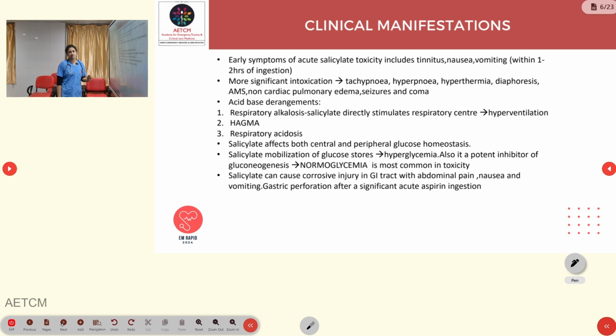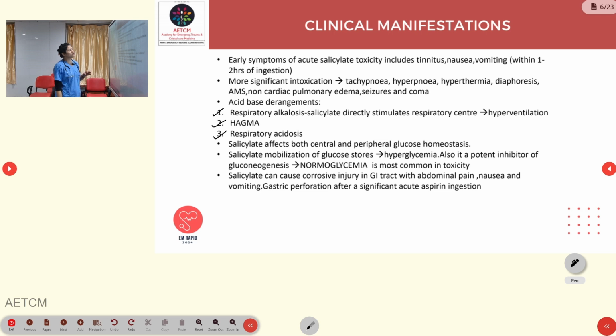Then coming to acid-base derangements, initially it will cause respiratory alkalosis, that is salicylate will directly stimulate the respiratory center, which may cause hyperventilation, and then carbon dioxide washout will happen. So, it may cause respiratory alkalosis, and then it will cause a high anion gap metabolic acidosis, and then it causes a respiratory acidosis where PCO2 retention will be happening.